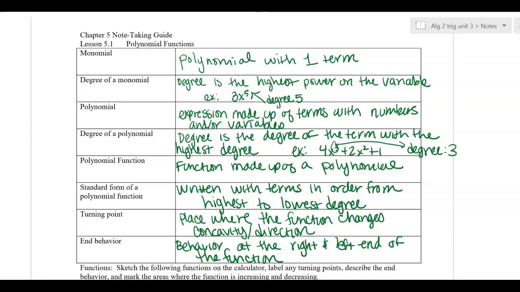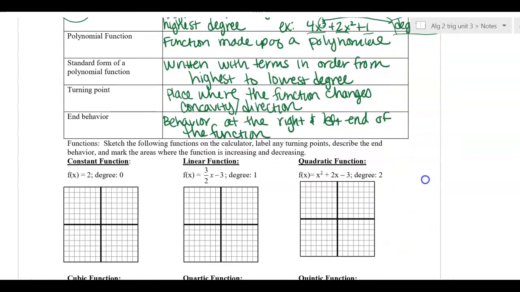So a polynomial is just an expression made up of many terms, and those terms can have numbers and variables. A monomial specifically means it only has one term. When we look at degree, if it's a monomial, it's the only degree that's there, the power. When it's a polynomial, you have multiple terms with multiple degrees, but you choose the degree of the highest degree term. And then we'll talk more about end behavior and turning points.